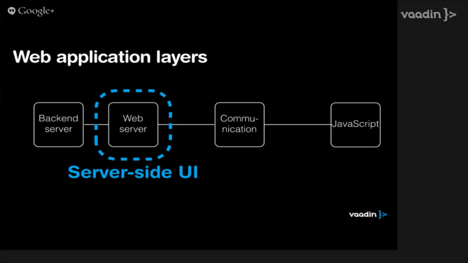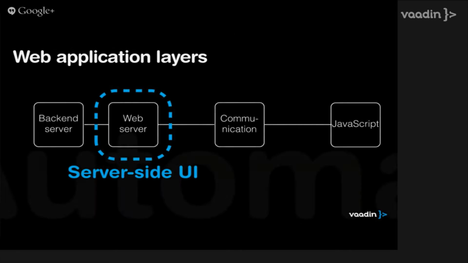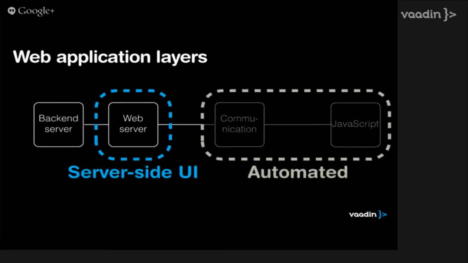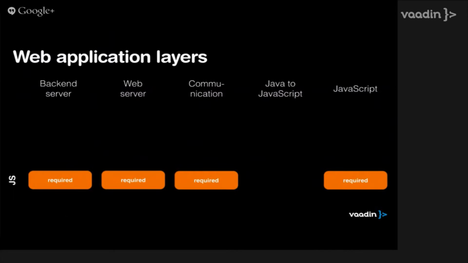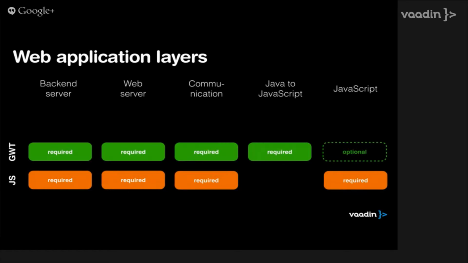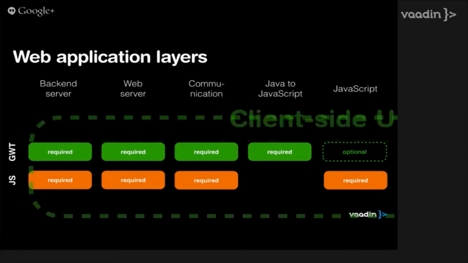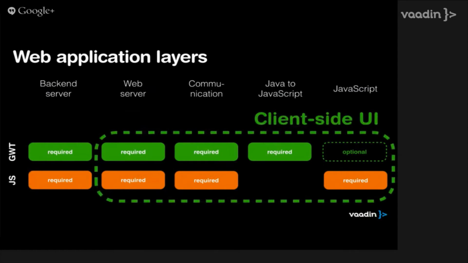And the server side UI basically reduces the number of layers to only one, making rendering and communications automated. This is what Vaadin has traditionally been. A bit more into this: if you compare multiple approaches, let's say JavaScript and Google Web Toolkit, these are clearly client-side UI approaches. You write the UI on the client side, and then you have to support this with the communication layer and the web server layer.